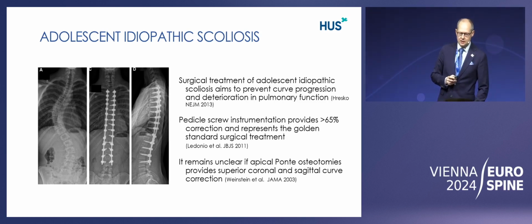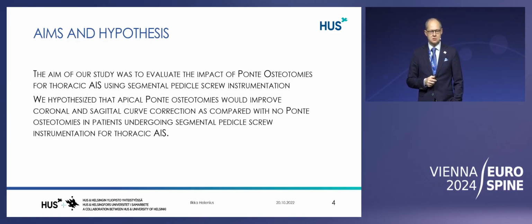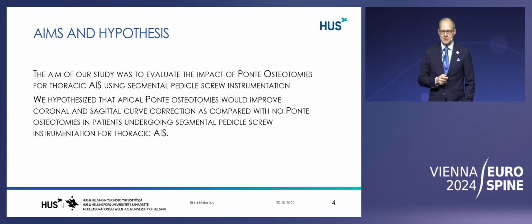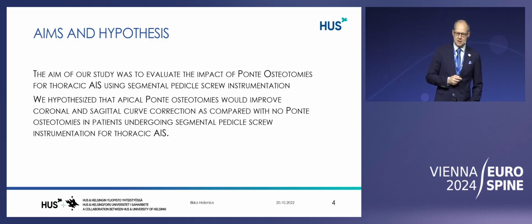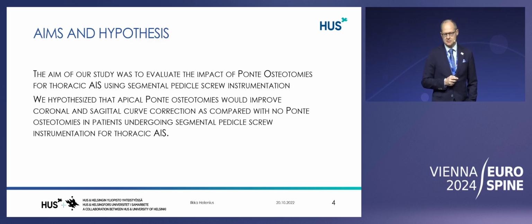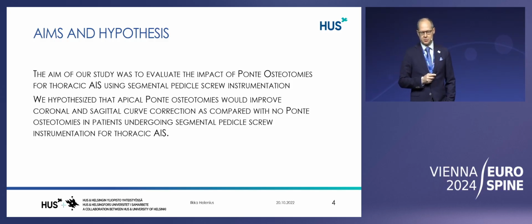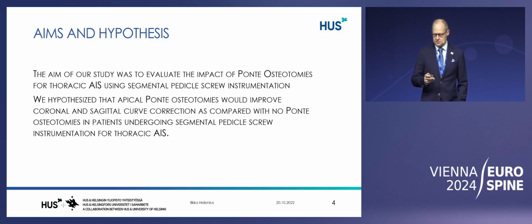And it still remains unclear if we can improve both the coronal and sagittal curve correction using apical Ponte osteotomies in patients undergoing segmental pedicle screw instrumentation. Therefore, the aim of this study was to evaluate the impact of Ponte osteotomies for thoracic AIS using segmental pedicle screw instrumentation. We hypothesized that apical Ponte osteotomies would improve coronal and sagittal curve correction as compared with the no Ponte group in these patients.